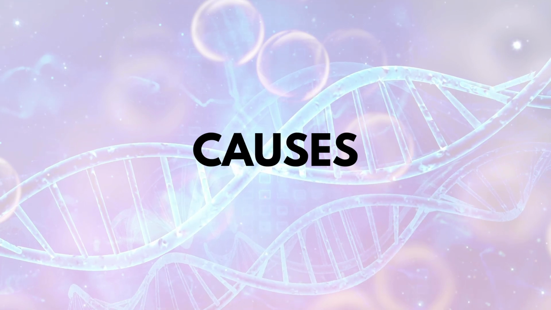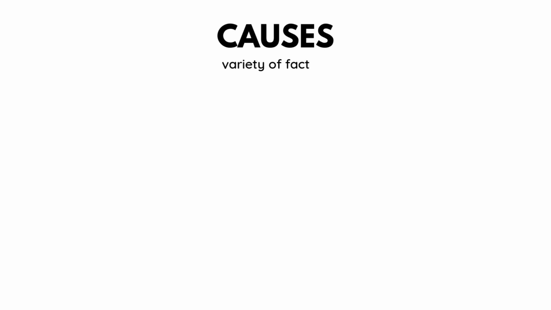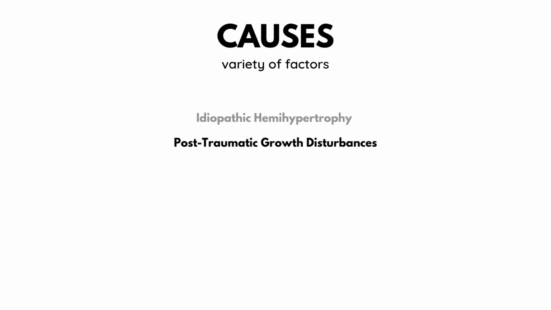Leg length discrepancy can arise from a variety of factors, but in many cases, there is no specific cause. Some of the most common causes include a condition in which one limb grows disproportionately longer than the other, which occurs without reason. In this case, patients are diagnosed at a young age and the difference becomes larger as they grow. Fractures or surgeries involving the growth plates during childhood can lead to overgrowth or stunted growth of the affected limb.